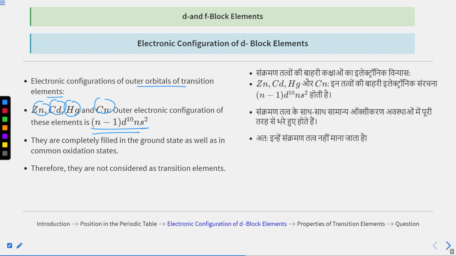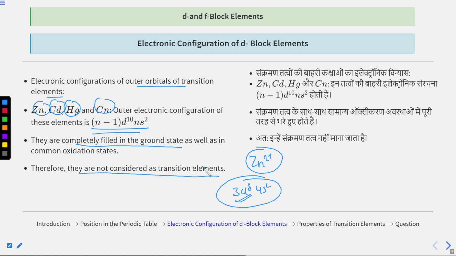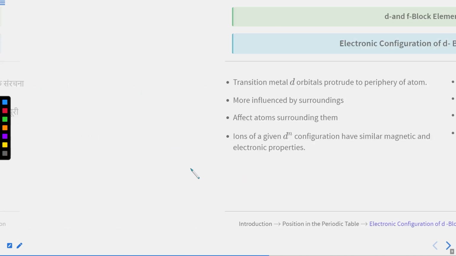So if we take the oxidation state as Zn2+, suppose, then we will have (n-1)d, that is 3d8 and 4s2. So here the d orbital is vacant in the oxidation state of +2 for zinc. So for that reason, it is a D block element. Similarly, we can have Hg2+, Cd2+ and Cn2+. Therefore, they are fulfilled in the ground state and hence they are not considered as transition elements, right? But in their oxidized state, Zn2+, Hg2+, they are considered as transition elements. Clear?